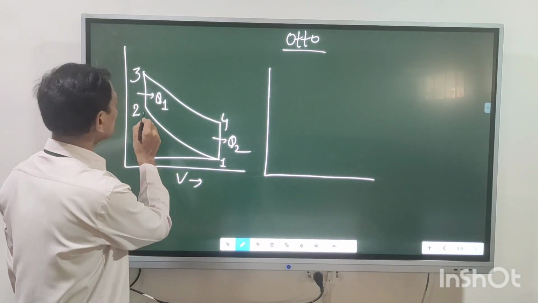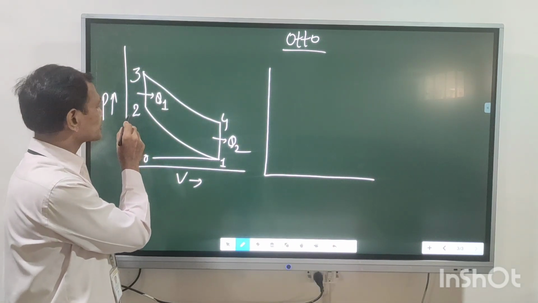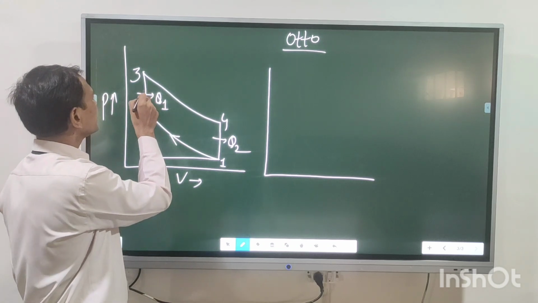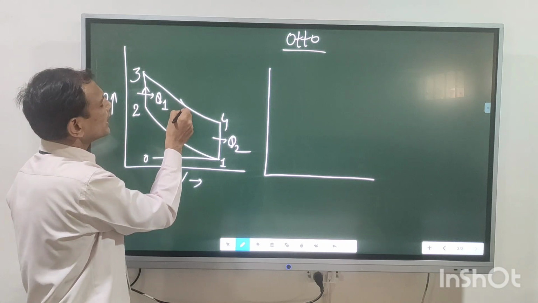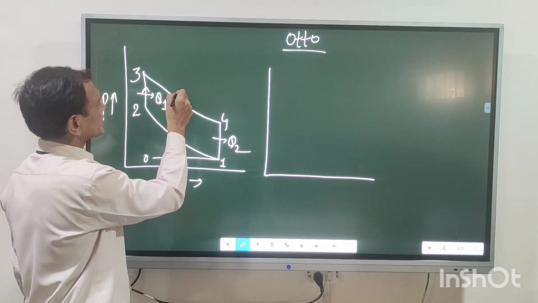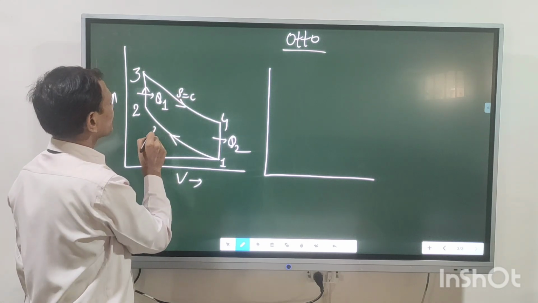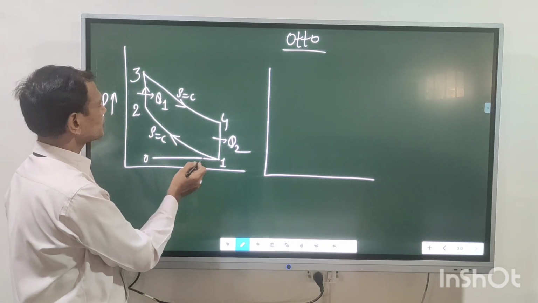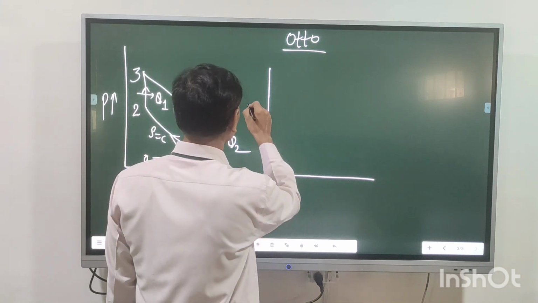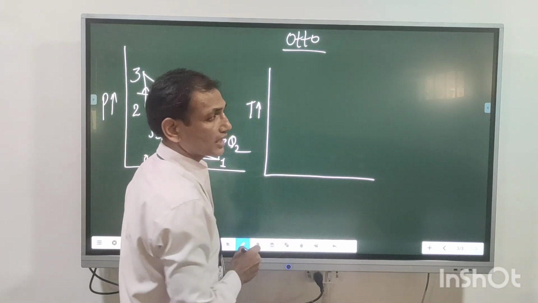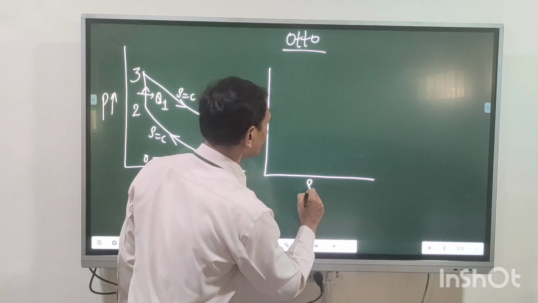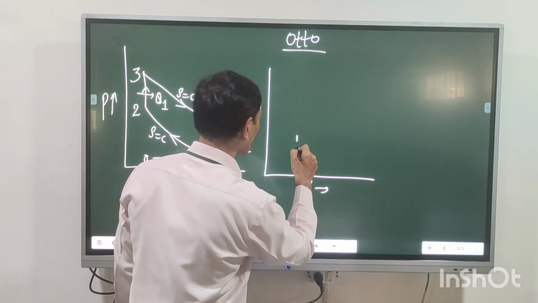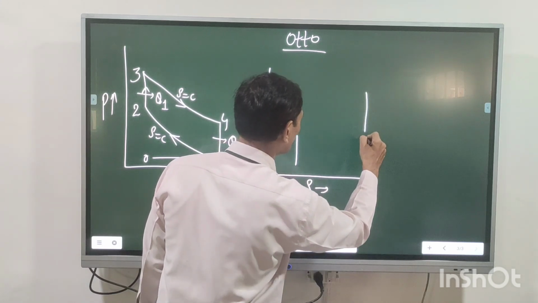Here 1 to 2 is the reversible adiabatic process, meaning isentropic compression. Here is heat addition. 3 to 4 is isentropic expansion. Isentropic means entropy is constant. So in 1 to 2 entropy is constant. Here is the graph drawn between temperature and entropy, where entropy is constant here and here.